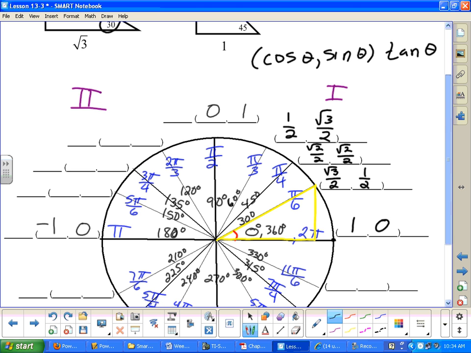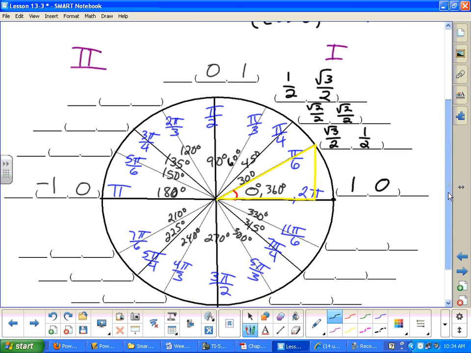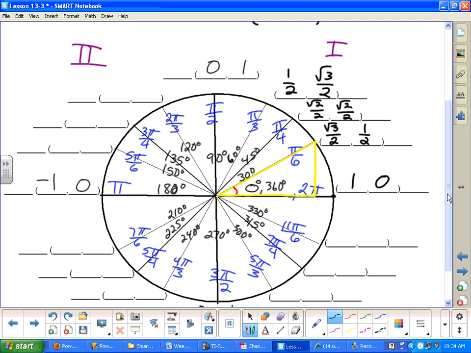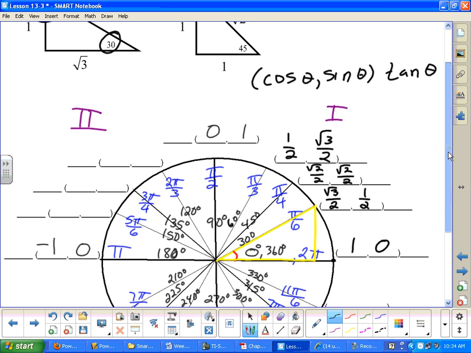All right, now, these all work with x and y. Okay, so in the first quadrant, both x and y are positive, aren't they? Okay. But what happens when I go to the second quadrant? Okay. X is negative and y is positive, right? Okay, so let's go to the second quadrant then.